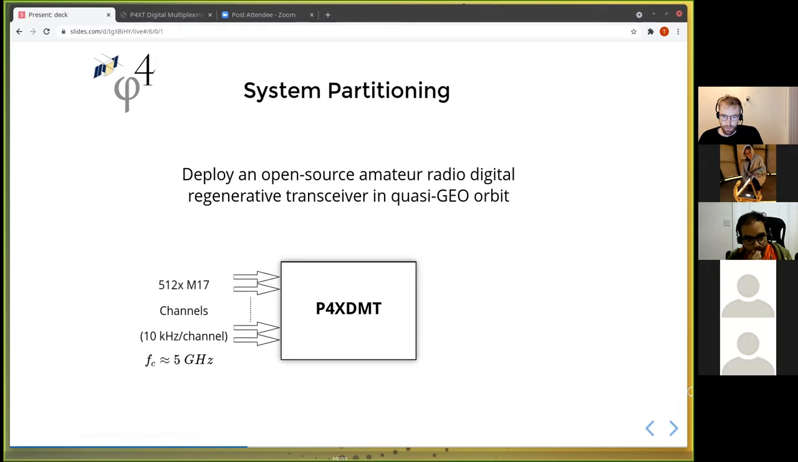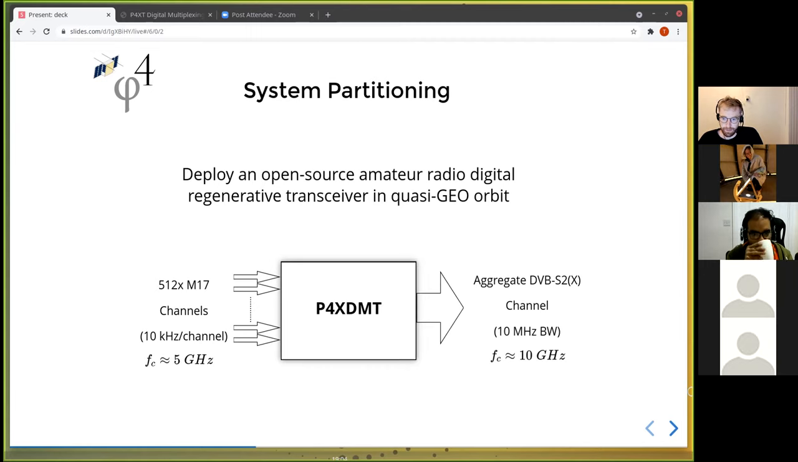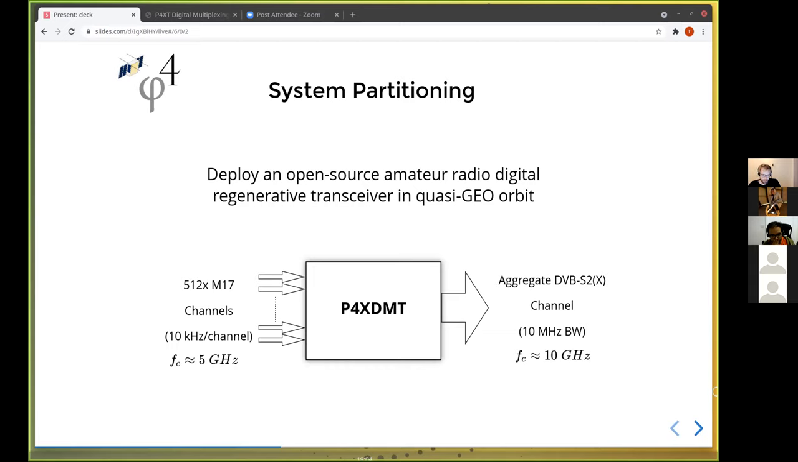transmission. So we can see here, I've simplified some of the things highlighted in the original DMT definition document, just because I feel that simplicity might be quite advantageous here. So I've just said many. There's no magic number in the 512, although it's a power of two, but many M17 channels at roughly 10 kilohertz per channel at a carrier frequency of about 5 gigahertz go into the payload. They will get demodulated, decoded, and then combined, and then put into one larger aggregate DVB-S2X downlink with a 10 megahertz bandwidth at about 10 gigahertz. Of course there is a certain amount of configurability, but I think that's the high level system dimensioning. I think that reflects my understanding of what we're trying to do.